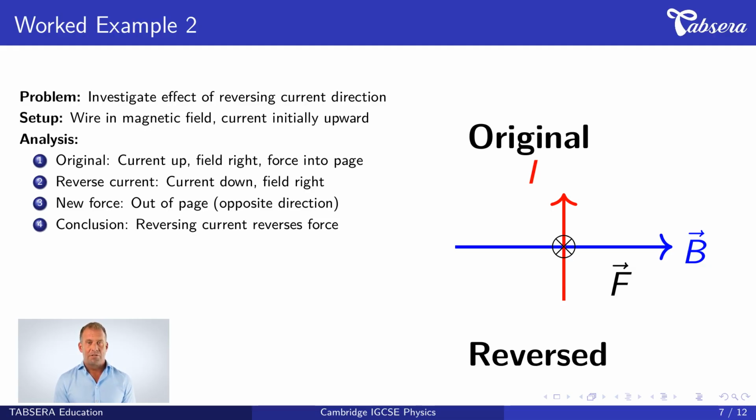Second, when we reverse the current, it now flows downward, but the magnetic field still points right. Third, applying Fleming's left-hand rule to the new situation, the force now acts out of the page, shown by the dot symbol. Fourth, we conclude, reversing the current direction reverses the force direction. The diagram shows both situations clearly, with the original force into the page and the reversed force out of the page.